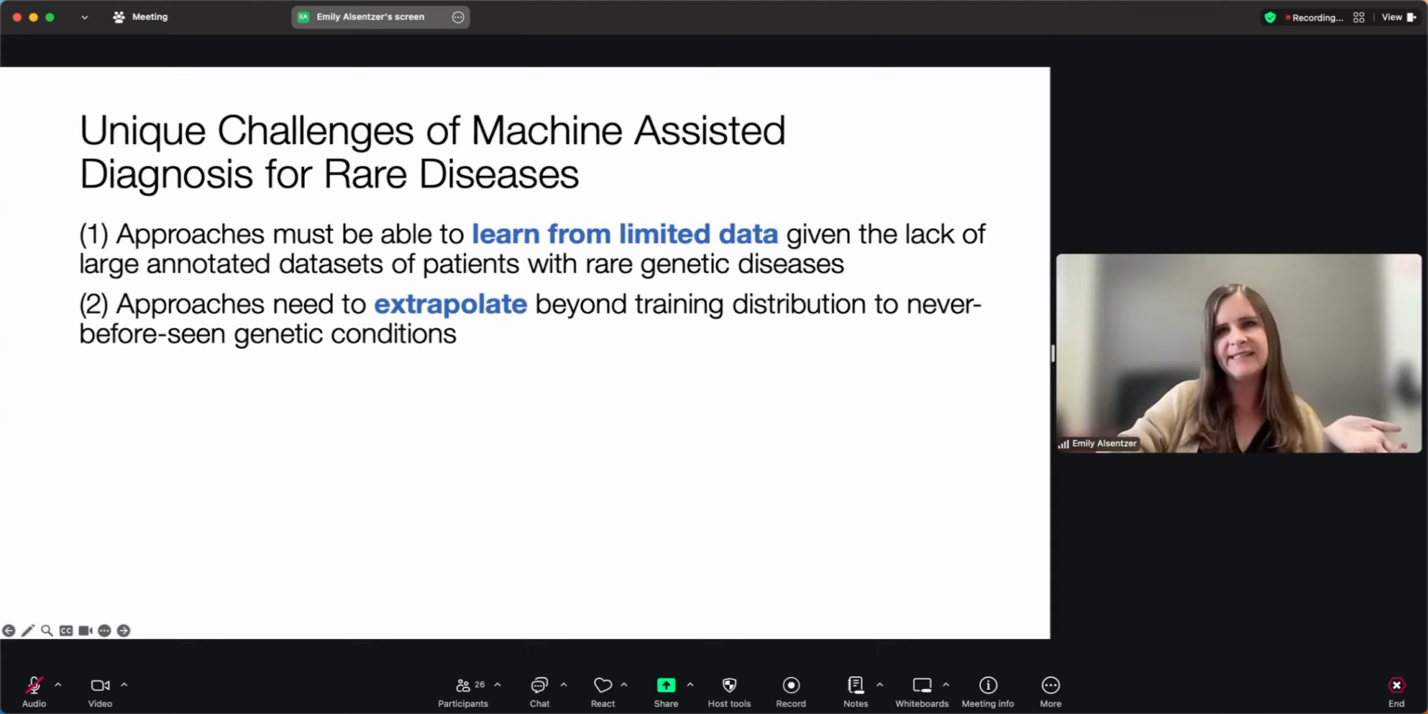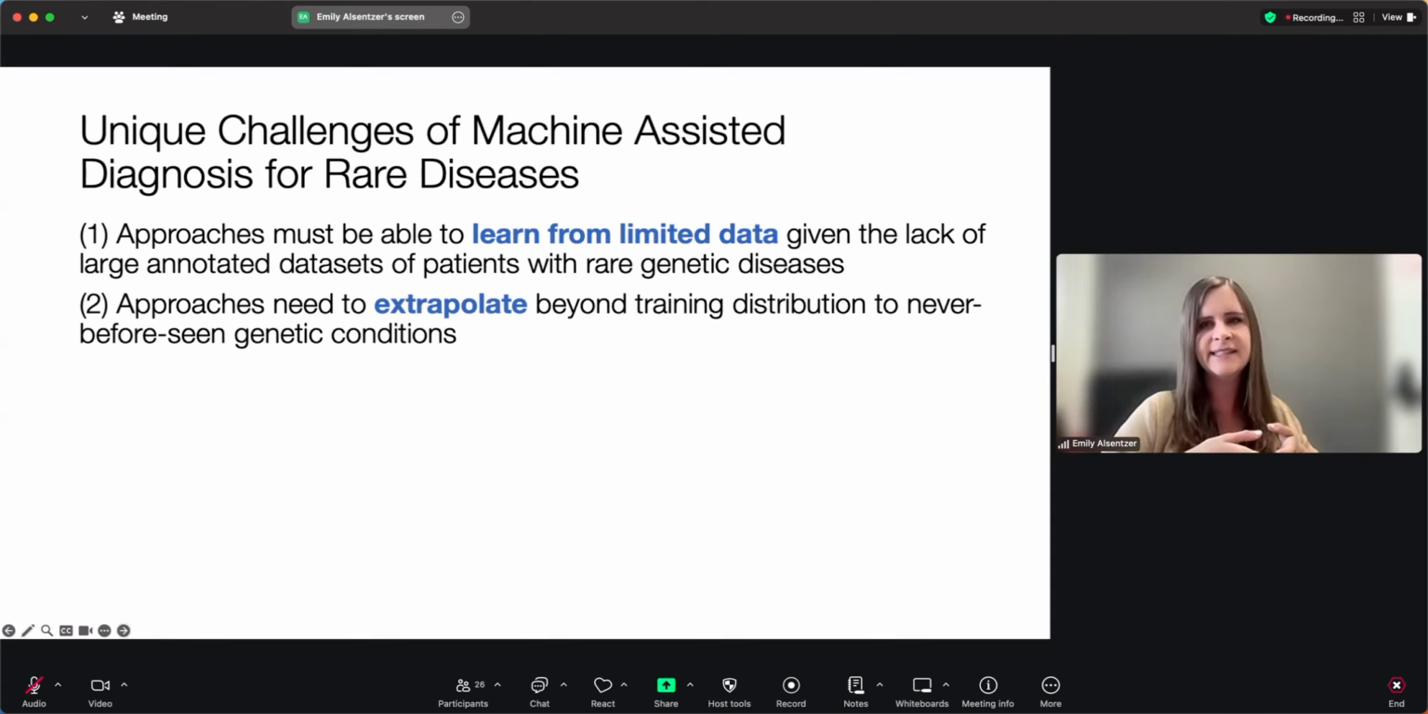And machine-assisted diagnosis of these rare diseases encounters challenges that are distinct from those other use cases. Given the lack of large annotated data sets, these approaches need to be able to learn from a limited amount of training data. This is particularly important because due to the low prevalence of these diseases, even if we were able to manually curate all of the data in the world, it's unlikely to produce data sets sufficiently large to use more traditional deep learning approaches. And then furthermore, these approaches really need to be able to extrapolate beyond their training data to either atypical disease presentations or even potentially never before seen genetic conditions as well.